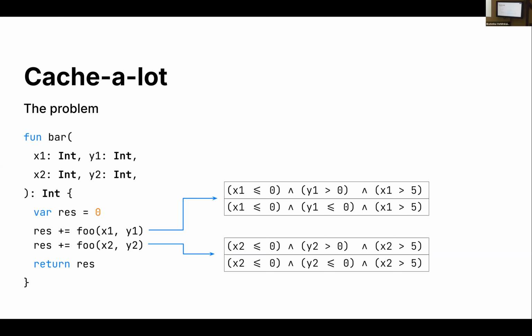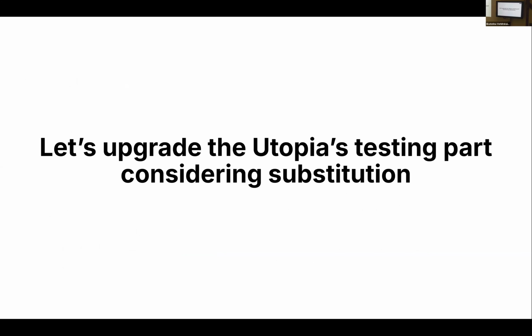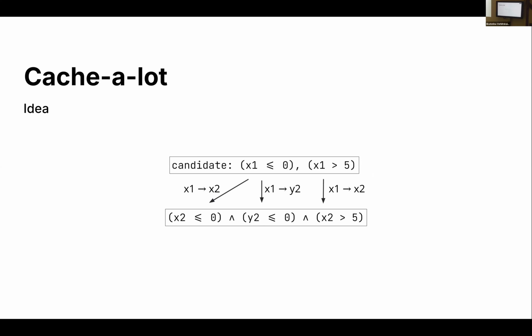And how can we improve this algorithm? We can upgrade the Utopia stencilling part considering substitutions. But considering substitutions, what does it mean? It means that we should try to find a substitution that transforms the candidate unsat core to a form that's subsumed by the formula. And there is an idea how to simplify this operation.